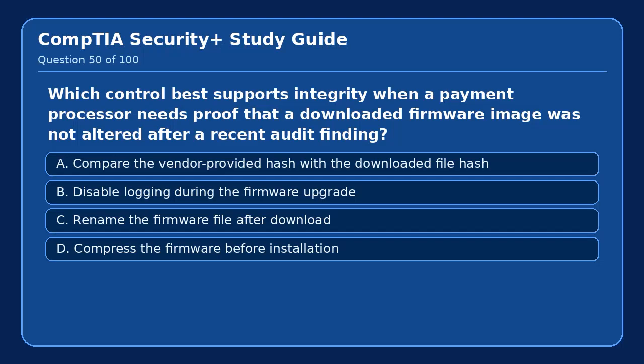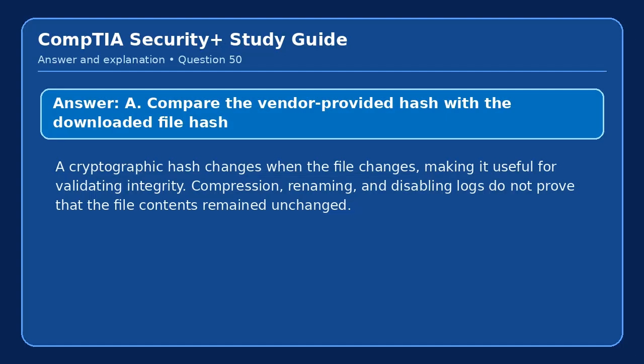The answer is C. To improve availability during component failures. Redundancy allows a service to continue operating when a single component fails. Authentication, anonymization, and incident response address different security goals and do not directly provide high availability.